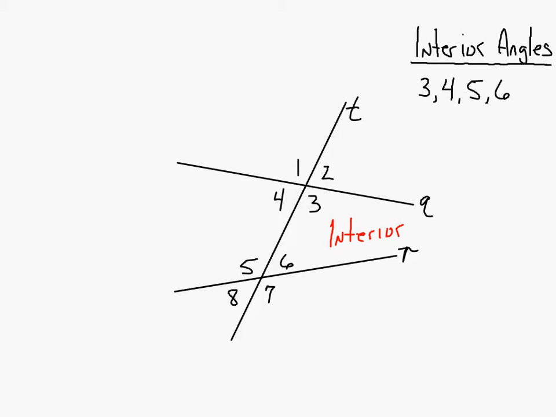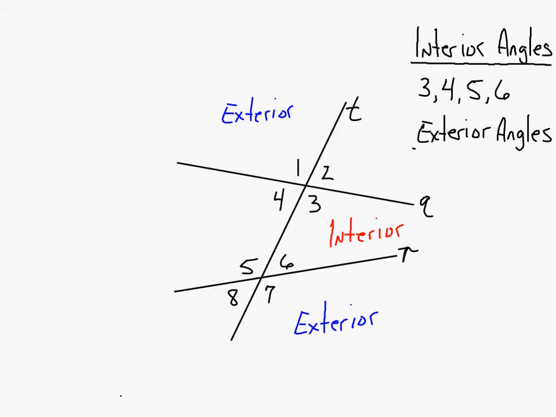If that space in between line Q and R is the interior, then this space would be the exterior. So if we're going to list some exterior angles: angles 1, 2, 7, and 8.